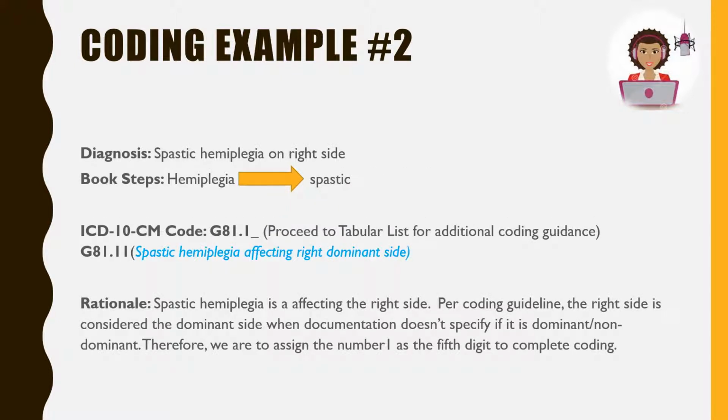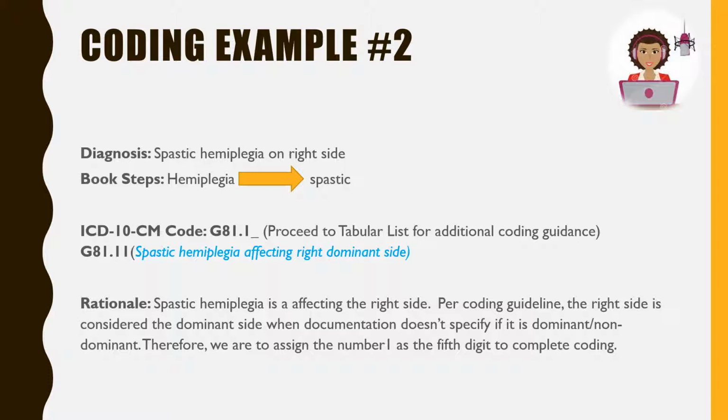So in coding example number 2, our patient is diagnosed with spastic hemiplegia on the right side. Again, as we follow our book steps, we're going to go to our main term in the index section of our ICD-10 book and locate hemiplegia. Because the provider specified that the patient had spastic hemiplegia, we're going to drill down to spastic. When we locate the code in our ICD-10 book, it should represent G81.1.